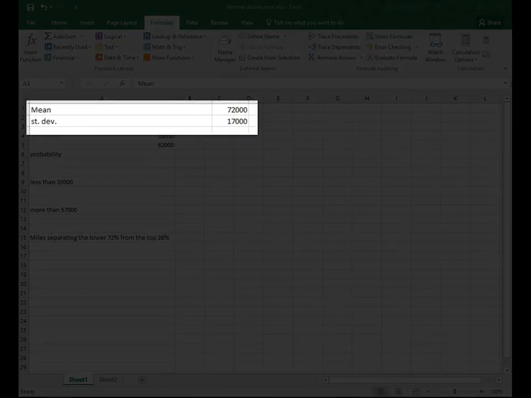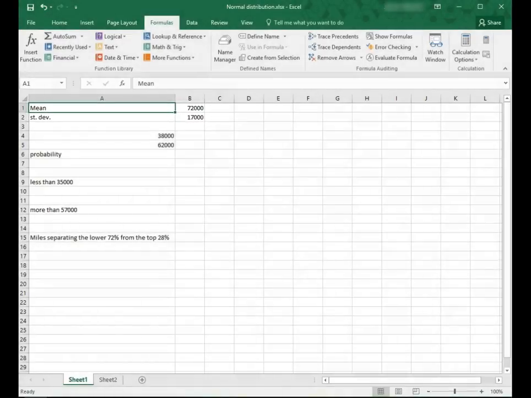So I have entered here into Excel the mean and standard deviation so that we can recall them when we need to, as well as the parameters for each of the 4 problems. For the first problem, we want to find what proportion of the trucks can be expected to travel between 38,000 and 62,000 miles in the year. So what we will need to do is first find the probabilities for each of the mile values.